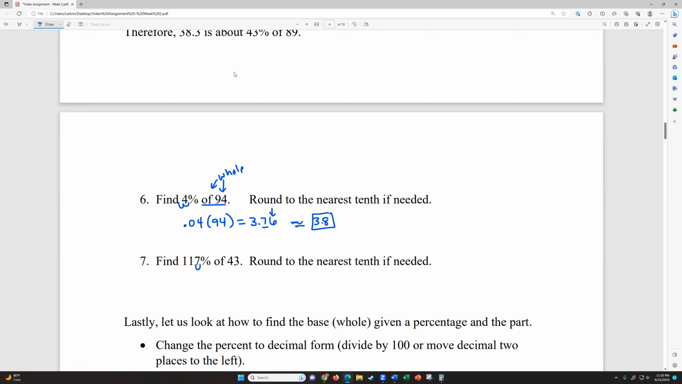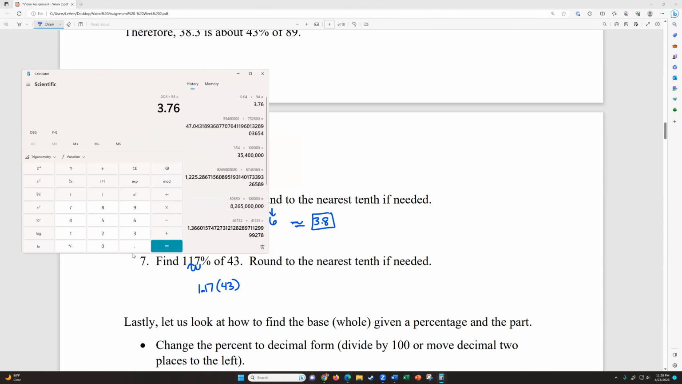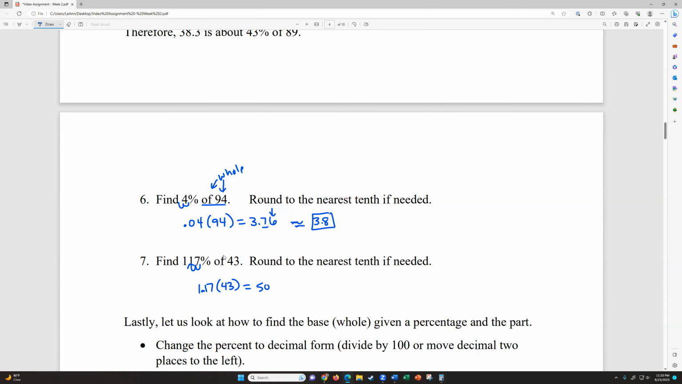For this one, to change this to decimal form, you get 1.17. So 1.17 times 43, the whole. And let's see what we get when we work that one out. 1.17 times 43 is 50.31 exactly, but we want to round to the nearest tenth. So that's going to be 50.3. So 50.3 is about 117% of 43.